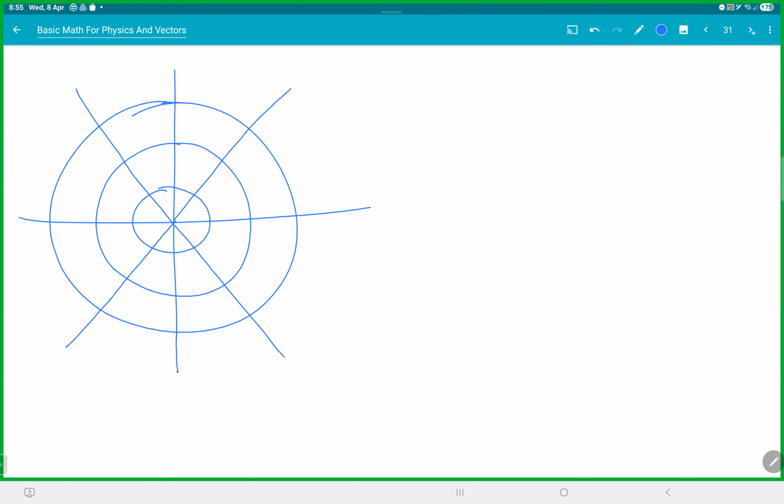So in polar world, this is how the graph paper will look like. So in this, we have two directions. Instead of saying X and Y axis, we say radial direction and tangential direction. Again, just new terminologies, but the whole idea is still the same, right? So radial direction means it is either away from the center or towards the center.